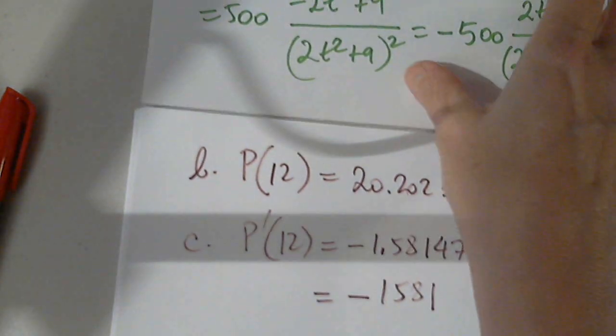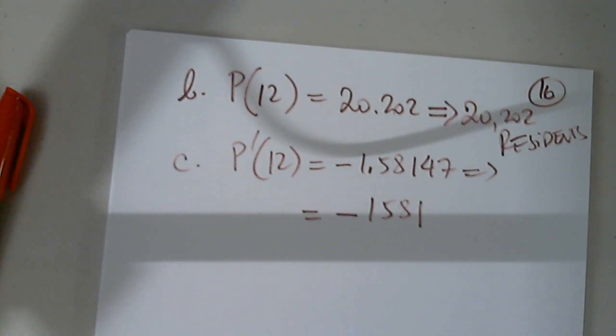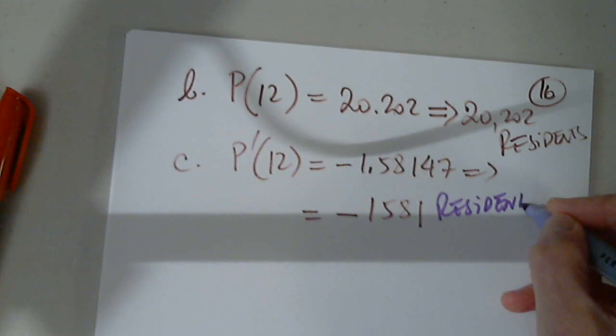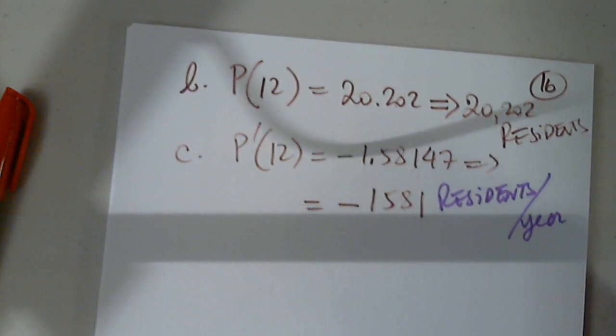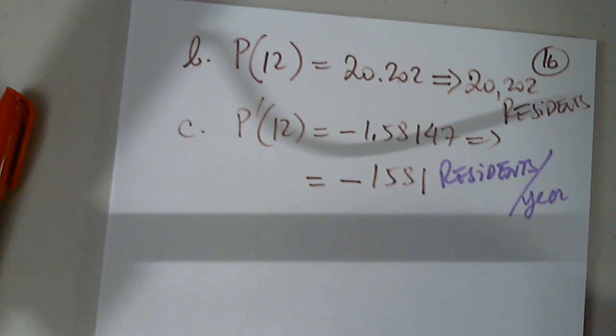Anyone for the measurement unit of this? Population. Yes. Over year. Excellent. Or that's the rate of change. Every year, either they leave or they die. The population is decreasing every year by 1,581 residents.